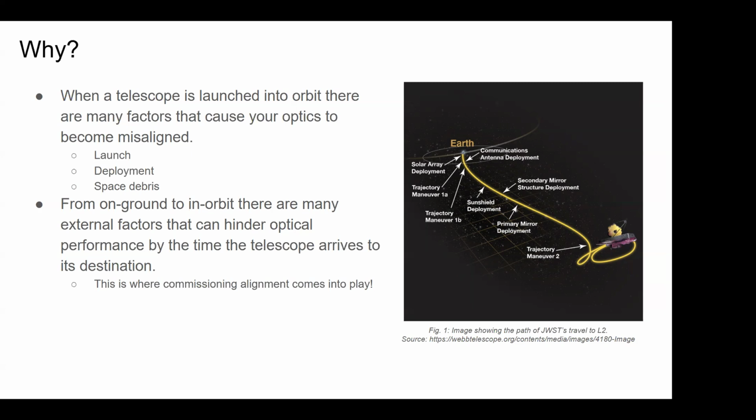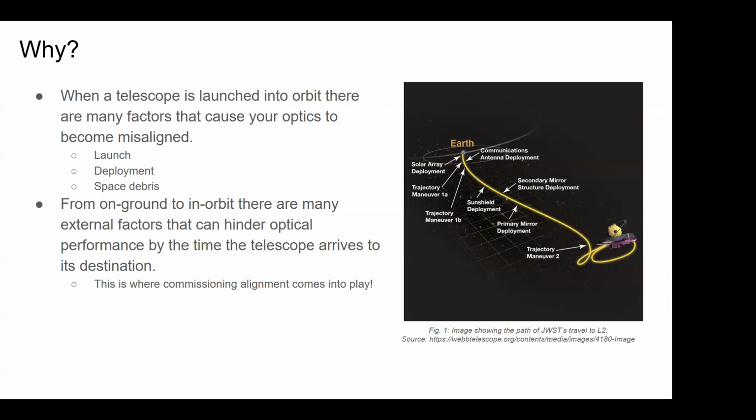So there are a lot of factors that come into play to misalign a telescope. It could be launch, deployment, actually releasing all the optical components, as well as space debris like micrometeorites, and all in all the external environment in space.